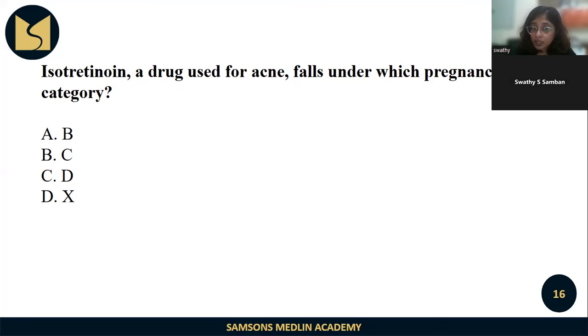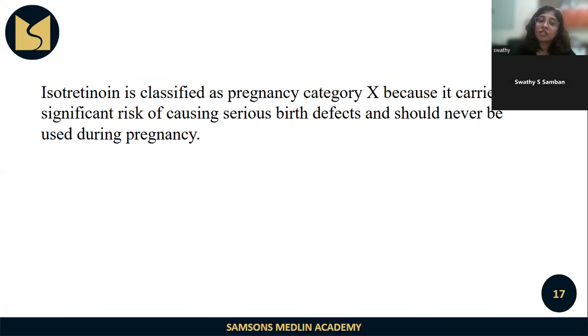So the answer to this question is option D, which is pregnancy category X. Isotretinoin is classified as pregnancy category X. That is, it carries a significant risk of causing serious birth defects and should never be used during pregnancy. As pharmacists, when we are dispensing each of our medications, we need to make sure which category our drugs fall into.